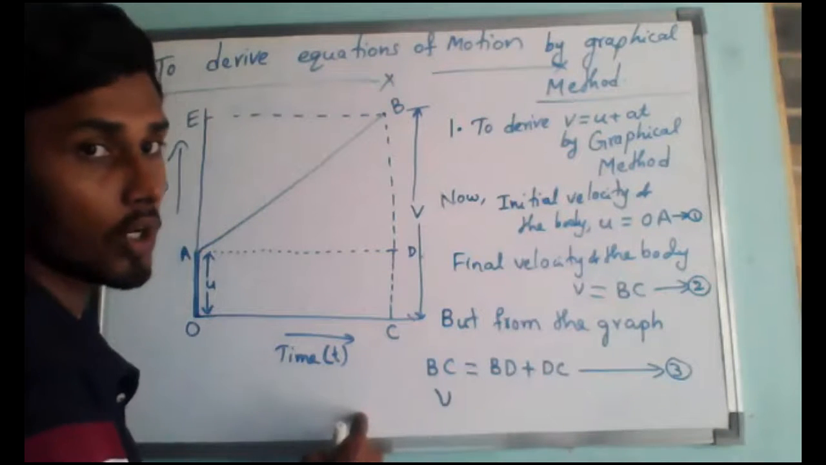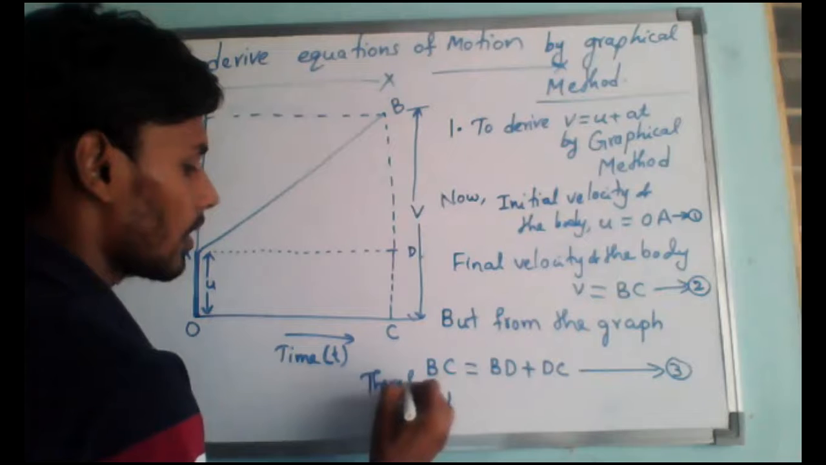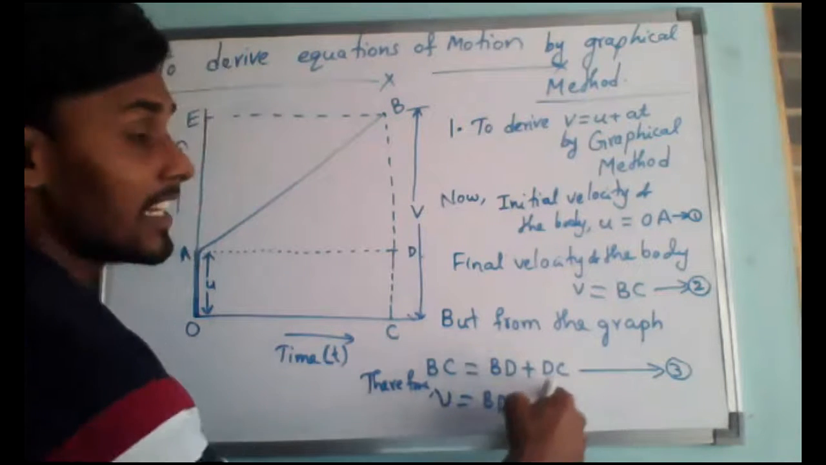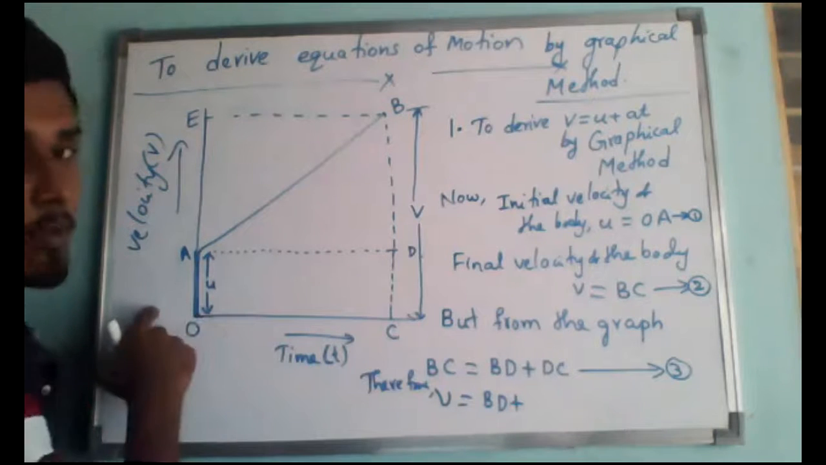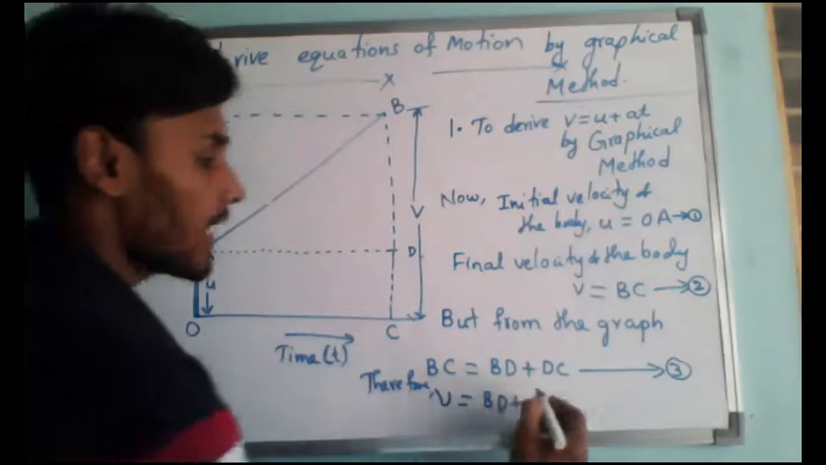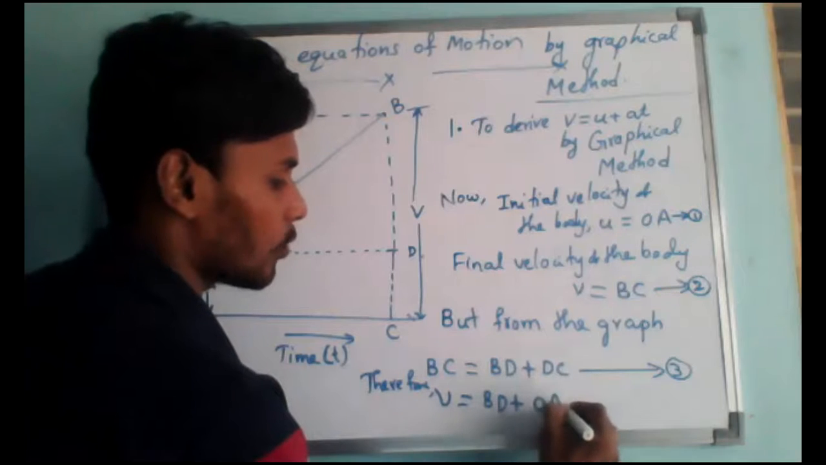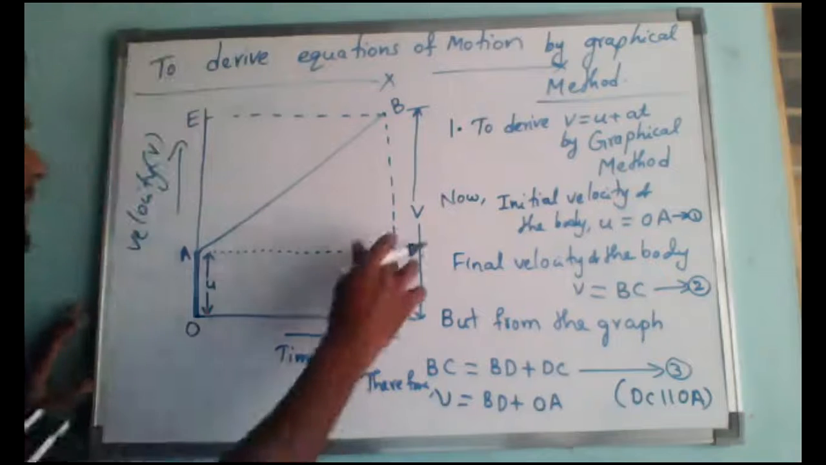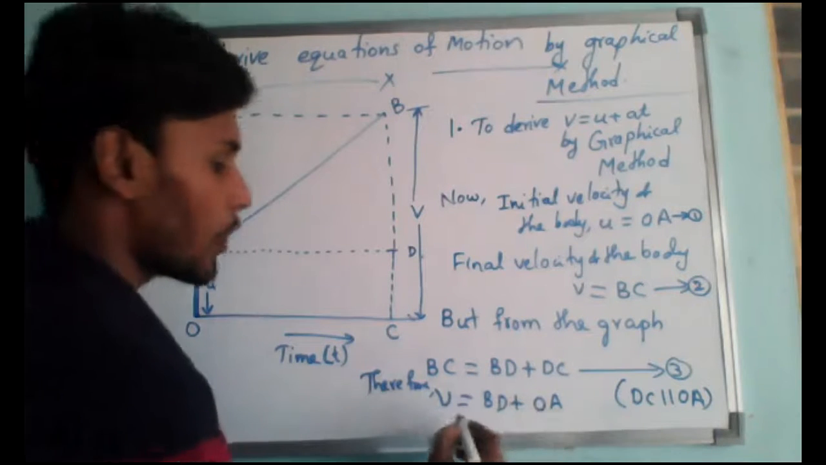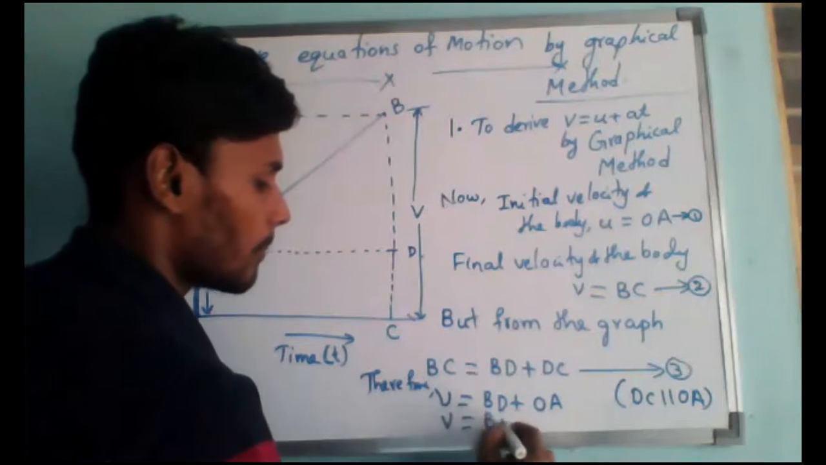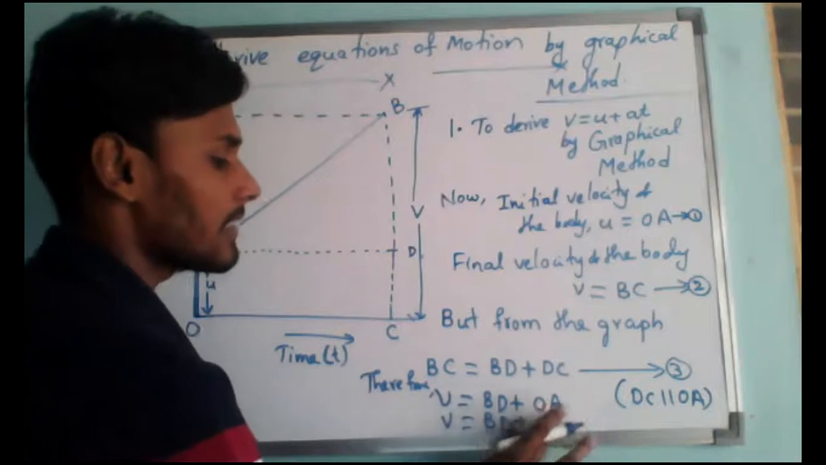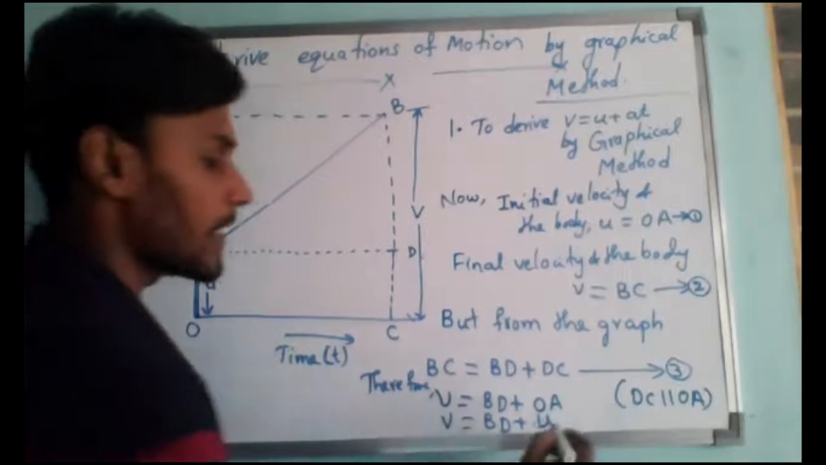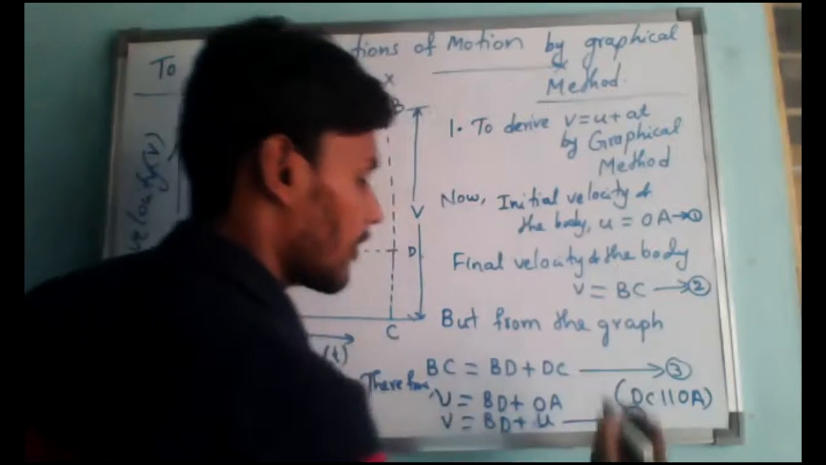From the graph, as we know, therefore you can write V is equal to BD plus DC. DC is equal to what? OA. Is it yes or no? Yes, sir. So I can write OA in place of DC because DC is parallel to OA. So instead of DC, V is equal to BD plus U. Yes or no? Yes, sir. So BD plus U, this is equation number 4. All of you write it till here.